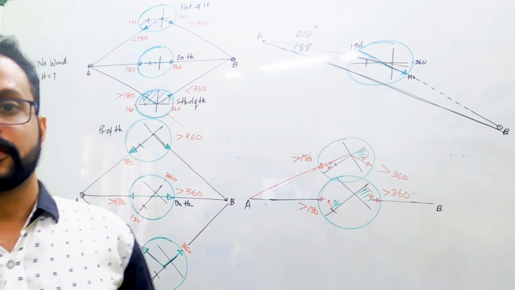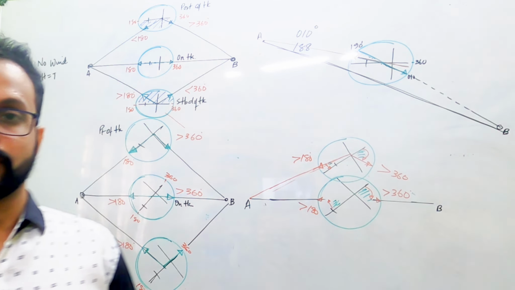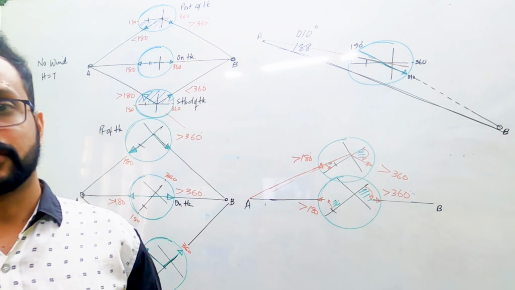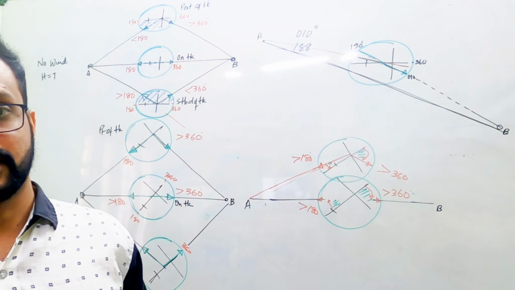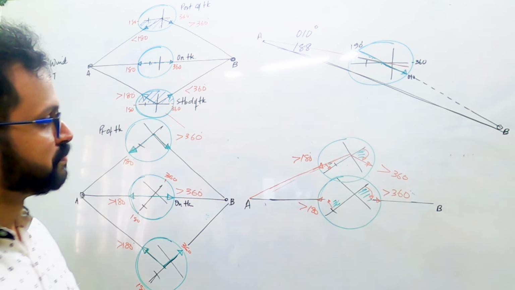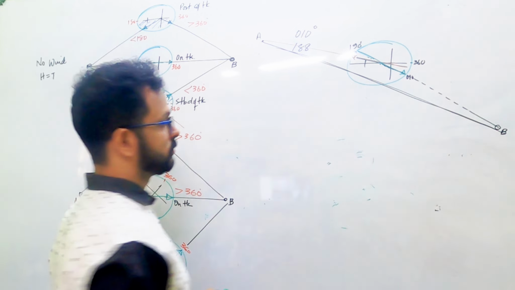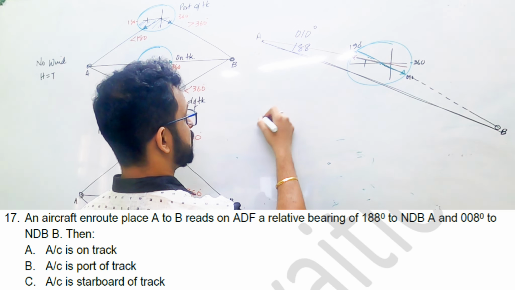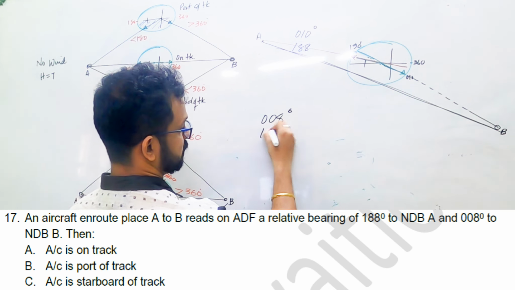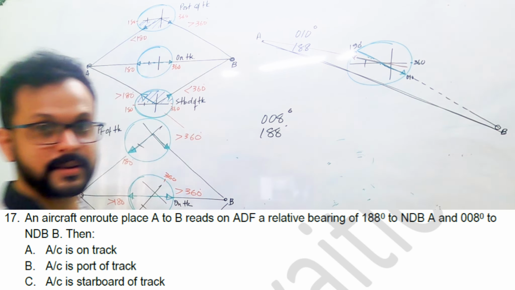So where is the aircraft now? Aircraft is to the port of the track, just like this, the track. This is the easiest way to actually understand. Let's see this particular question here. What we have in this question, I'll just stop this out. Towards one of the NDBs, the ADF indication is 008 degrees. Towards the other NDB, the ADF indication is 188 degrees.